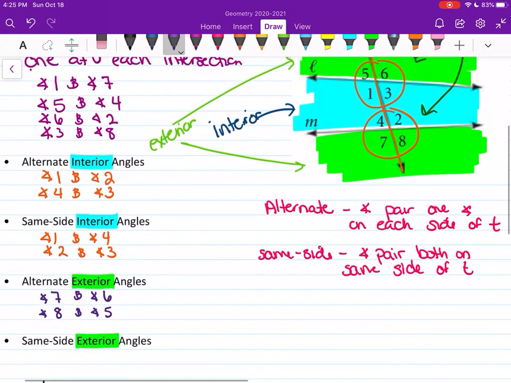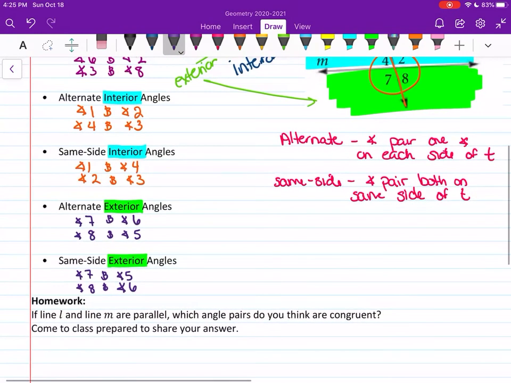Okay. Same side exterior. If I have angle 7, now I can't be on the opposite side, so it's not angle 6, now it's angle 5. And then my other pair would be angle 8 and angle 6. Okay? So those are the definitions of our special angle pairs.